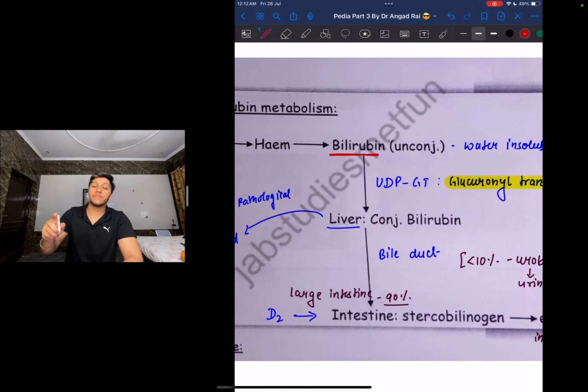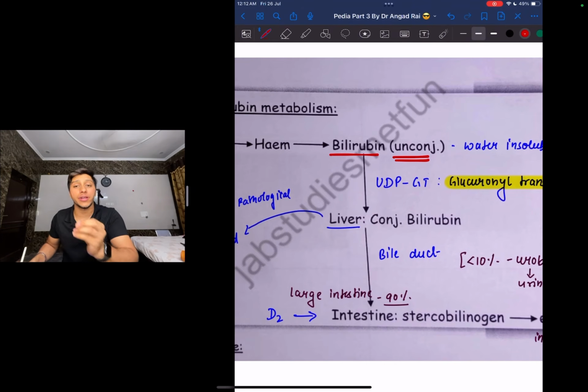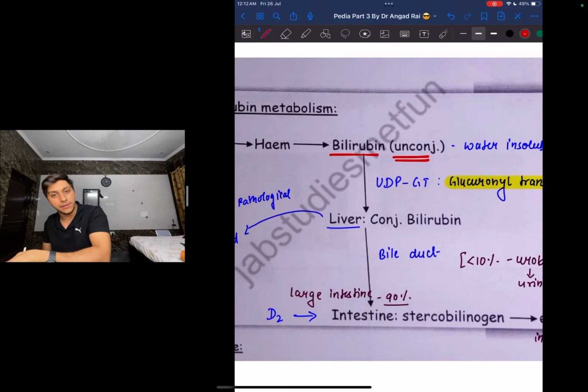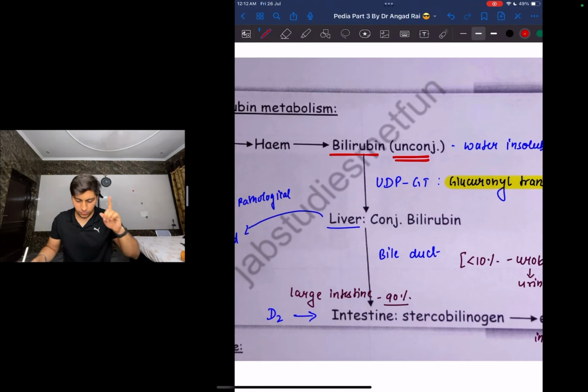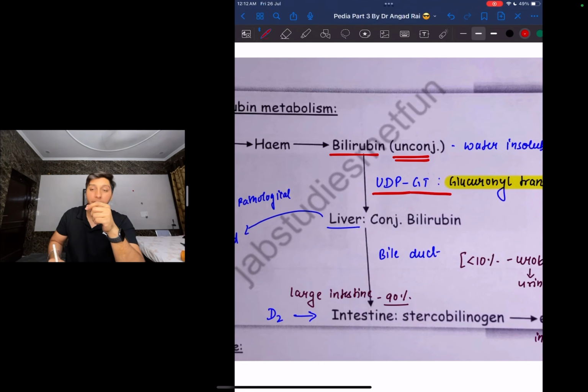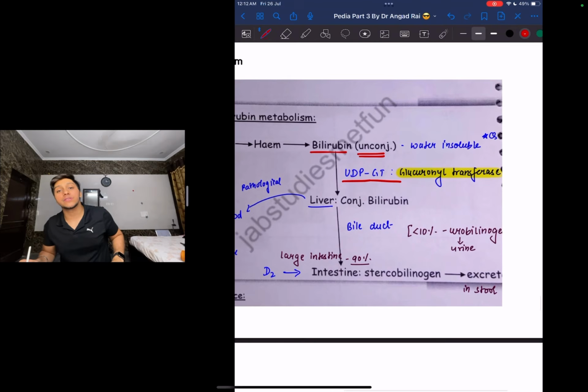Now bilirubin which is converted is unconjugated. Guys, unconjugated basically means it is water insoluble. Because it is water insoluble, it is lipid soluble. Remember this, okay? I'll tell you later why. So it is water insoluble, because of which it cannot be excreted, but it is lipid soluble. We need an enzyme to convert this unconjugated bilirubin into conjugated bilirubin, and that enzyme is, guys, UDP glucuronyl transferase.